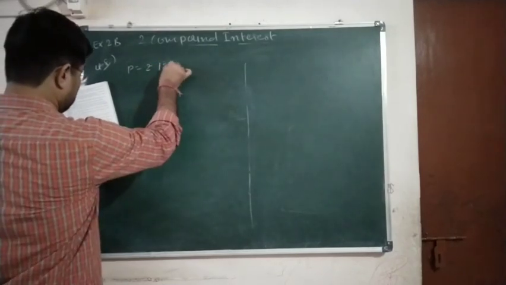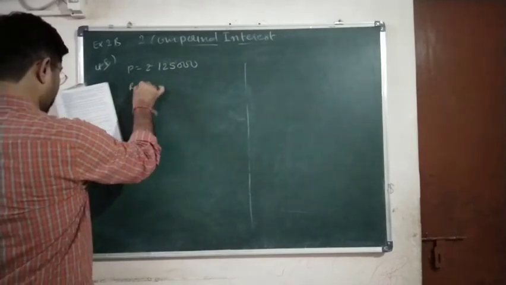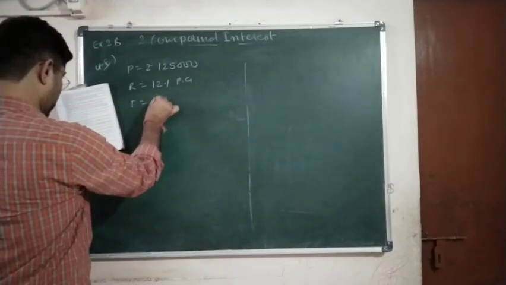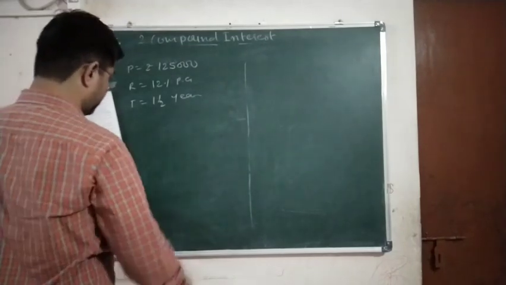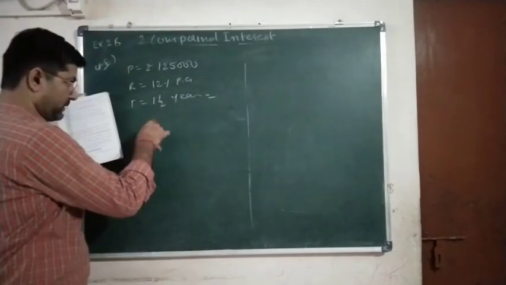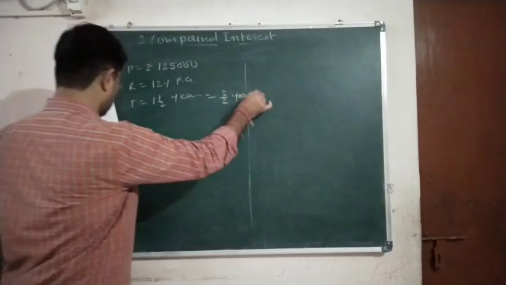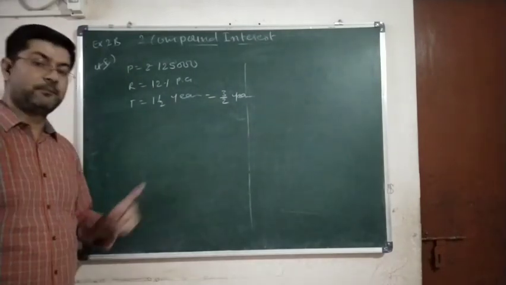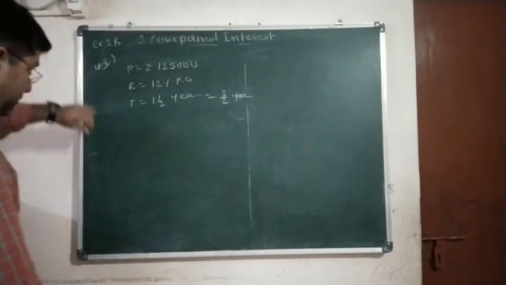1,25,000. Okay, rate is given to be 12% per annum and time is given. Okay, so now let us convert this into improper fraction. 2 1 by 2 plus 1, 3 upon 2 years. Okay, we have to calculate the amount and the compound interest. Remember that compound interest is compounded half yearly. So half yearly formula we will put over here.